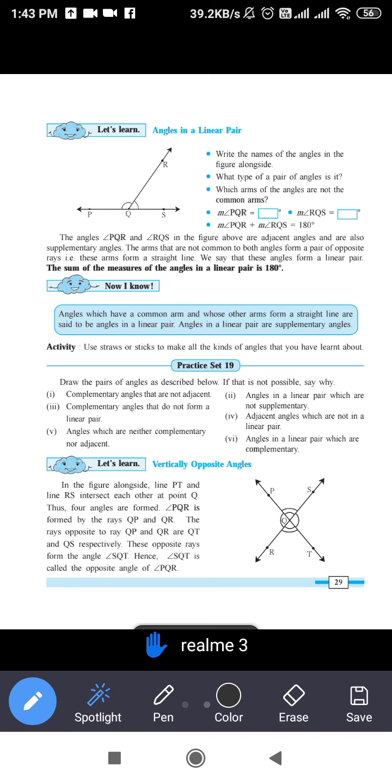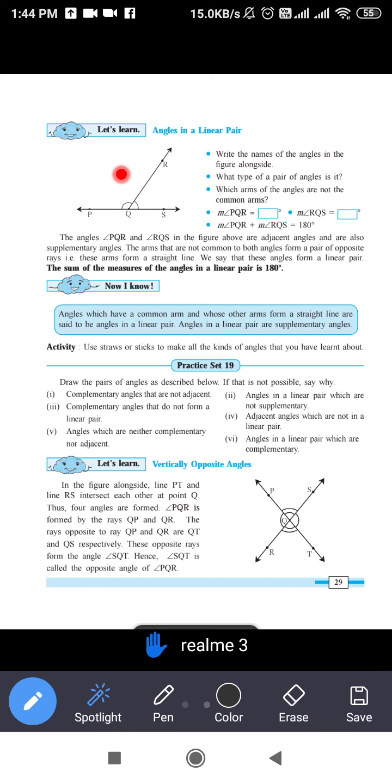Before starting with practice set 19, what is given here? Let's learn angles in a linear pair. Actually, exactly what are angles in a linear pair? You can see here there are two angles, PQR and RQS. They are formed on a single straight line, right? So they are called angles in a linear pair.